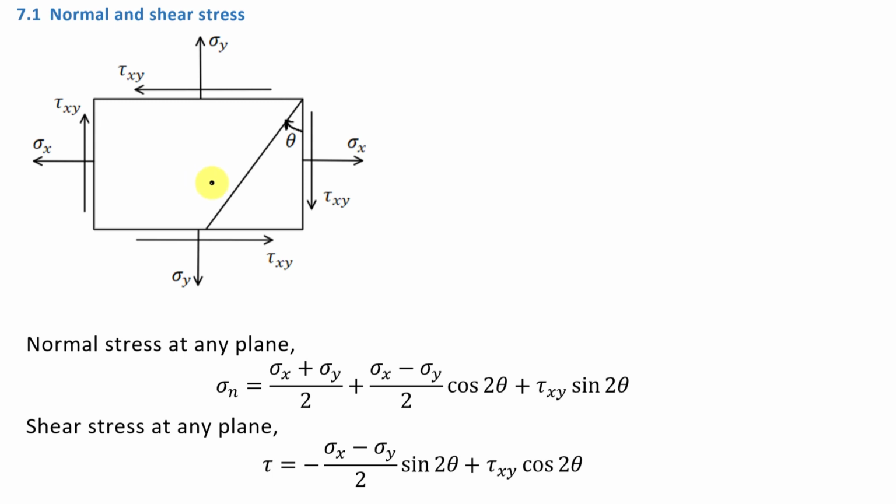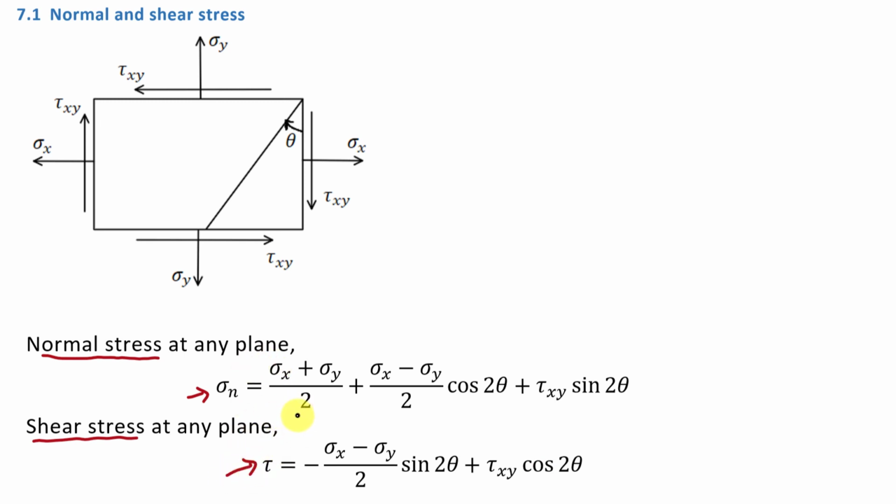So finally you will get the equation of normal stress at any plane on this body: sigma n is equal to (sigma x plus sigma y) by 2 plus (sigma x minus sigma y) by 2 into cos 2 theta plus tau xy into sin 2 theta. And you will get the equation of shear stress at any plane: tau is equal to minus (sigma x minus sigma y) by 2 into sin 2 theta plus tau xy into cos 2 theta. So you have to remember these two equations.